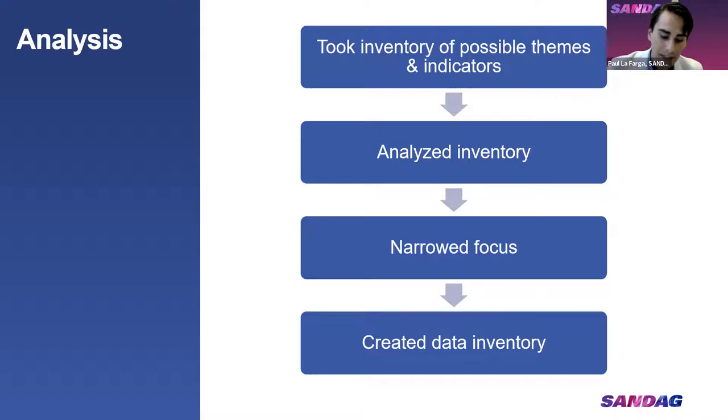We prioritized indicators that were a frequent hit, but also prioritized indicators that we felt were important to the region, but maybe not that widespread, like broadband connectivity, for example. It only showed up in SCAG's report. We also focused our priority on indicators that could be broken down by race and ethnicity.